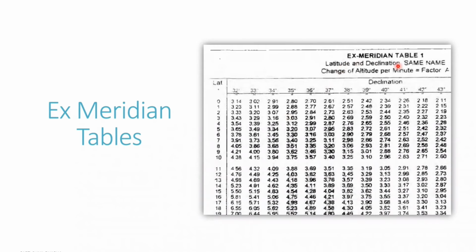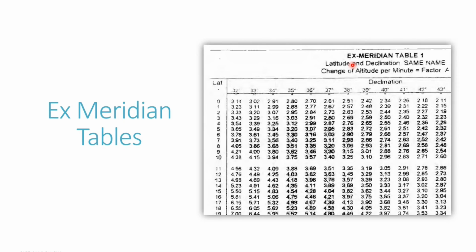You can see the ex-meridian table 1 on the slide now. There are total 4 ex-meridian tables, table 1, table 2, table 3, and table 4. In the olden days when we did not have the calculators, all these 4 tables were used to work out an ex-meridian sight. But nowadays the calculations are done with scientific calculators. So we do not require table number 2 and 3. Their purpose is solved using a calculator, but we require table number 1 and table number 4 to obtain the ex-meridian limit.